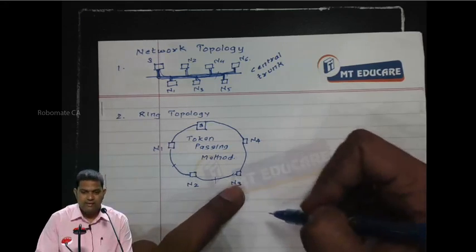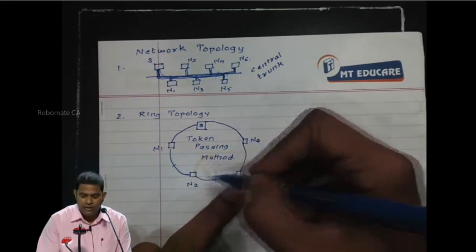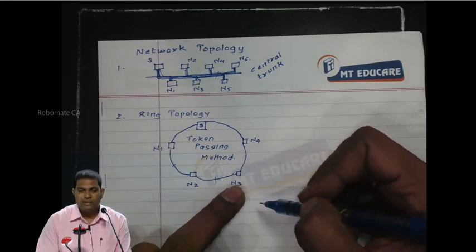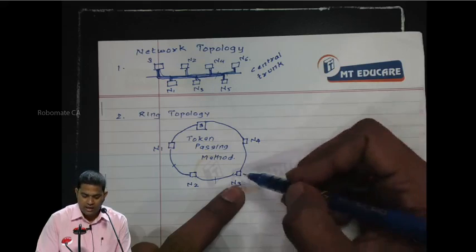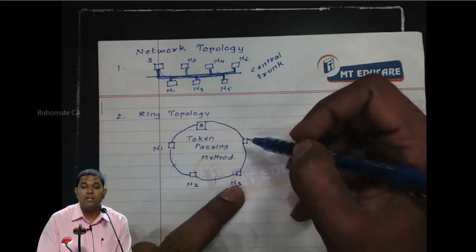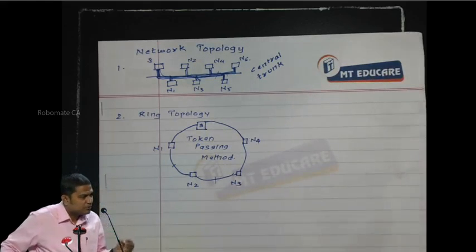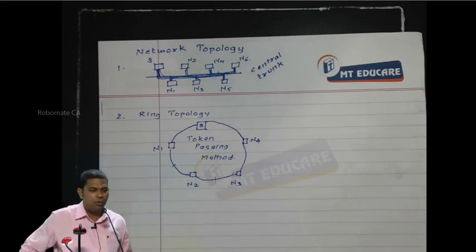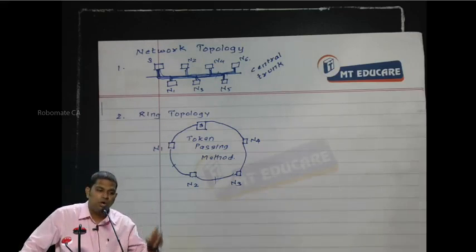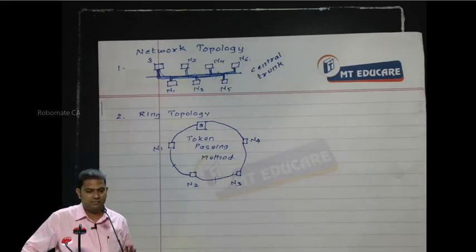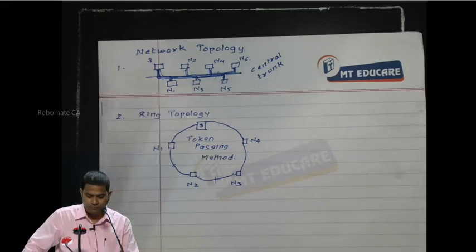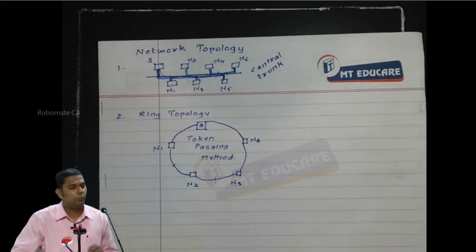Suppose you are removing N3. N2 will be knowing only N3, right? If that is removed, then the data is stuck over here. So again, this N4 is required to be reconfigured. So every time whenever you are adding or removing any node, you are required to reconfigure the network. That is one problem of ring topology.